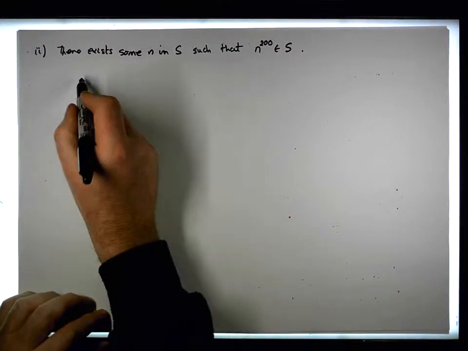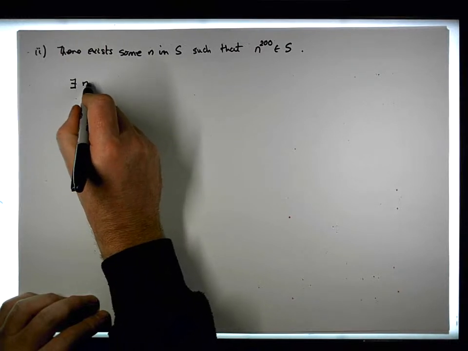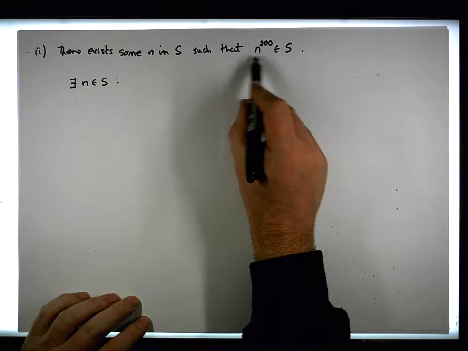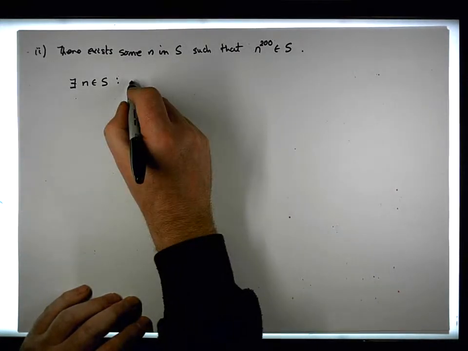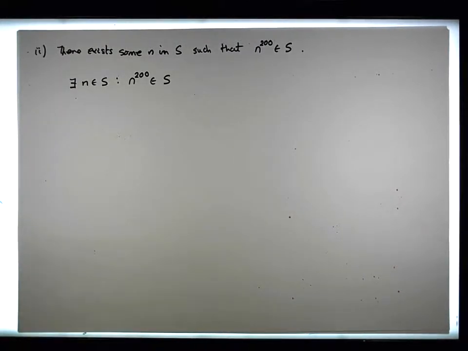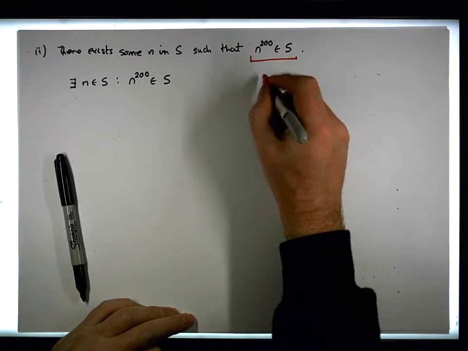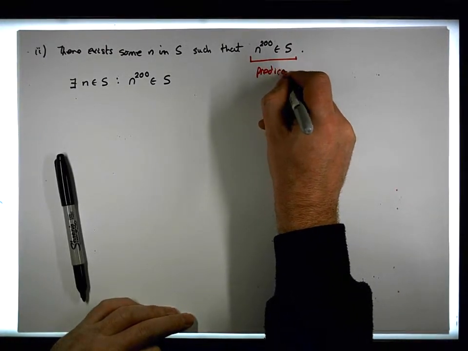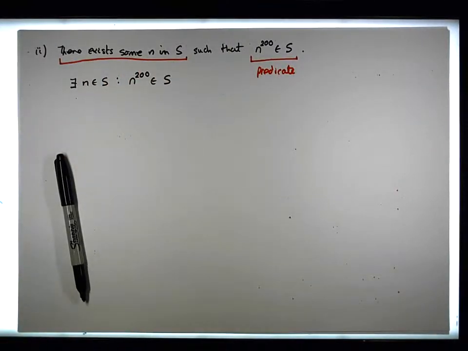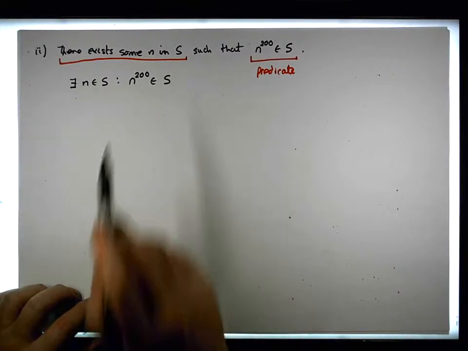So what we have here is that there exists an n in S, so n has to be an element of S, such that P of n is true. In other words, such that n to the power of 200 is an element of S. Okay? So this here is the predicate, and this over here is the quantification of the predicate. So here's our quantified predicate.